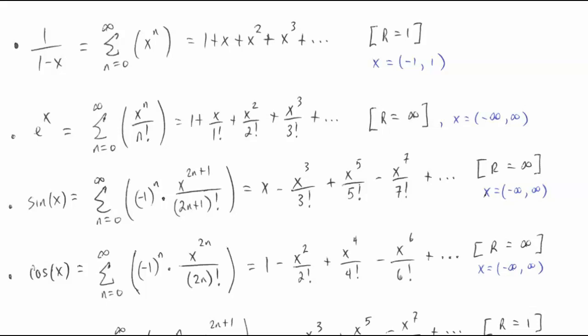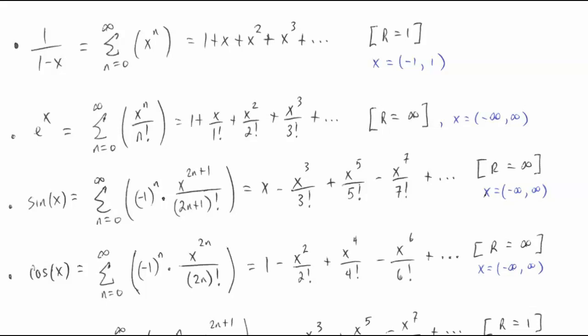Same thing with sine and cosine. We've already seen the representation of sine of x in the second video in this video series. So we saw how sine of x is essentially the summation of -1 raised to the n times x raised to the 2n plus 1 divided by 2n plus 1 factorial. Okay.